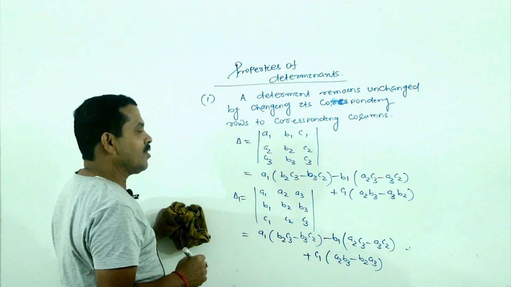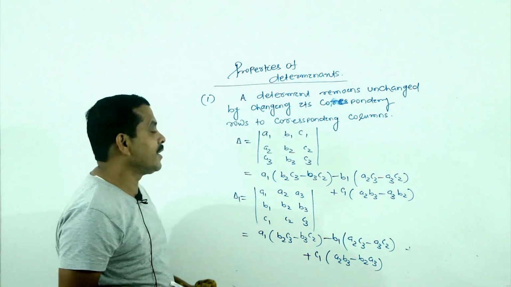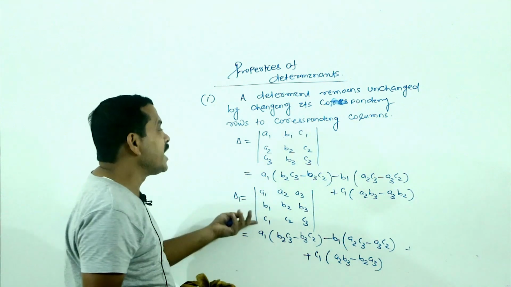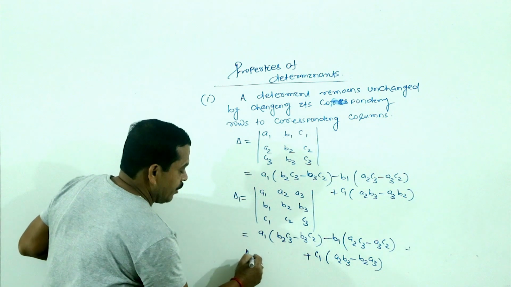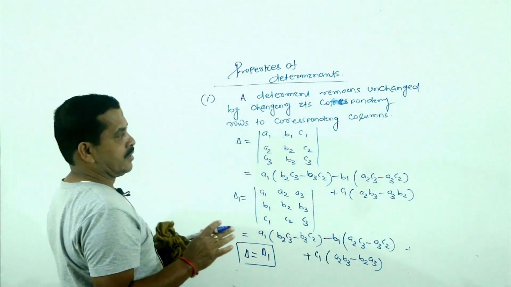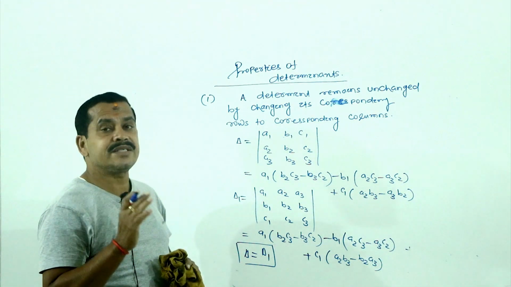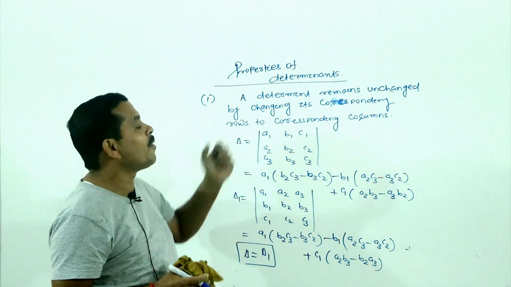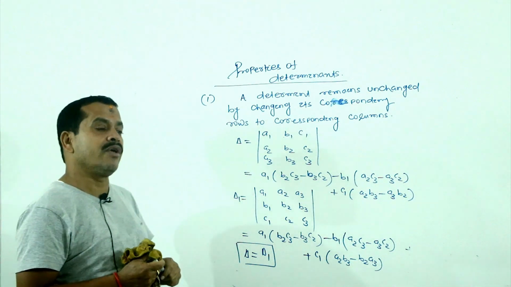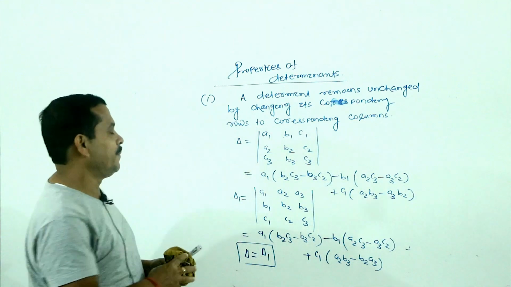This is all about delta 1. Here delta is same as delta 1, no change. So if we change corresponding rows to corresponding columns, the determinant remains unchanged. The value will remain same. This is the basic property of a determinant: if we change corresponding rows to corresponding columns, the determinant remains unchanged.